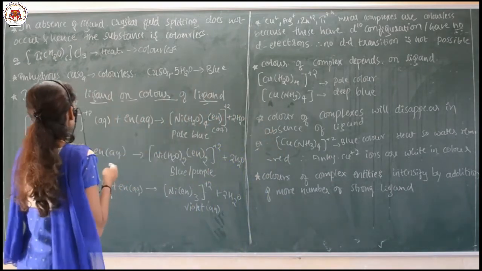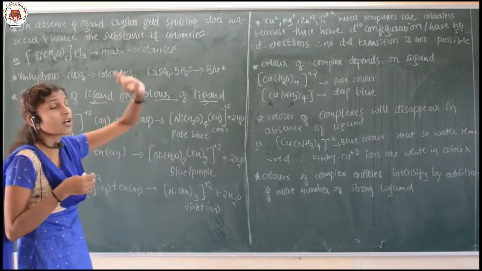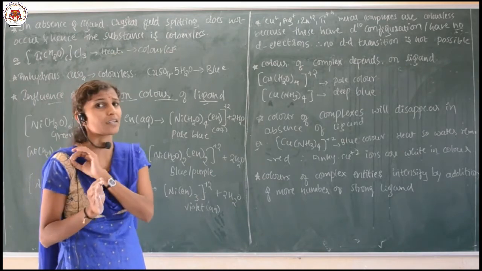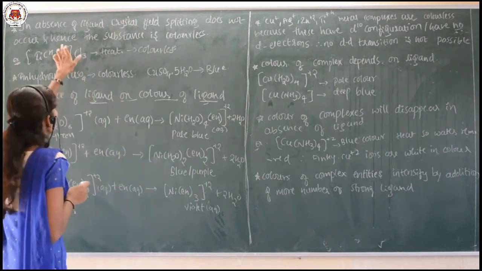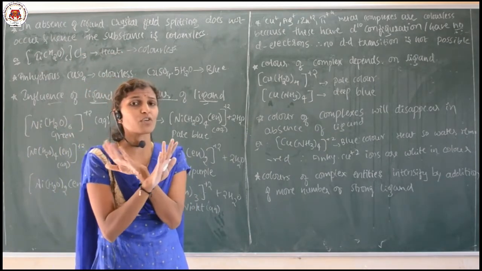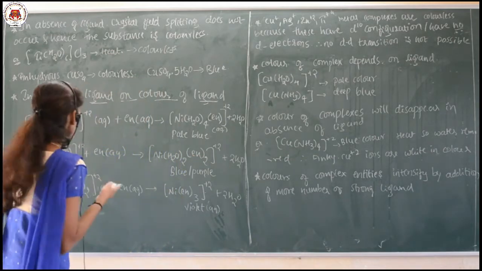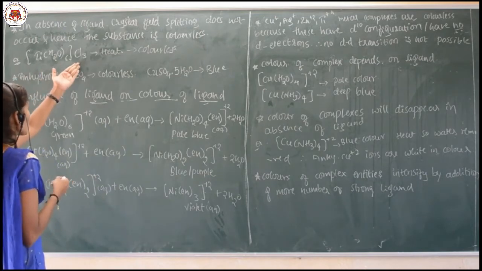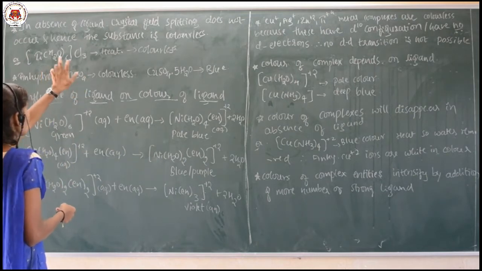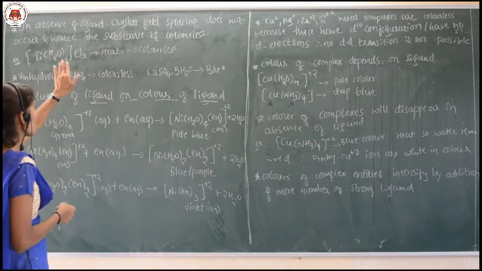Just look here: in the absence of a ligand, crystal field splitting does not take place, and hence the substance is colorless. If there is no crystal field splitting, there is no color. Those compounds are colorless, we can say. For example, take this one as a complex. See here, this complex consists of water, which is a ligand. Whenever this is heated, the water is lost.